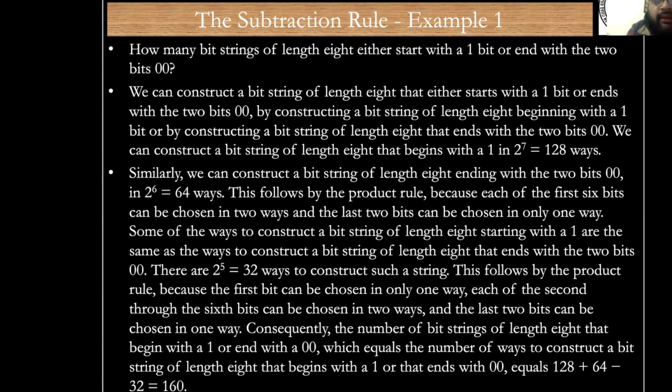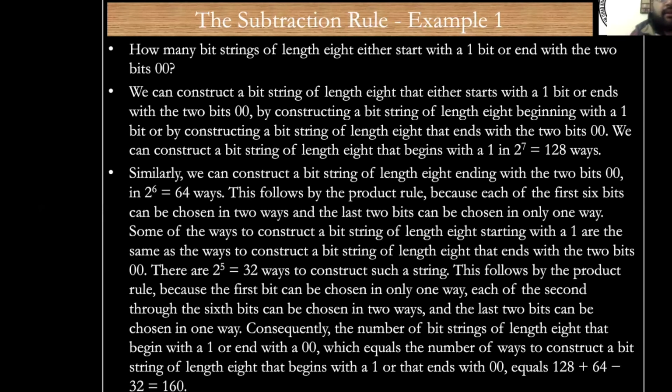But notice this thing. It's either you start with 1 bit or you end with the 2 bits, or possibly both. So you need to take care of this "or" as well. If you start with 1 bit, you've got 2 raised to the power 7 options. If you end with the 2 bits 0 0, you've got 2 raised to the power 6 different options. And if you have both, there are 2 raised to the power 5 different options.